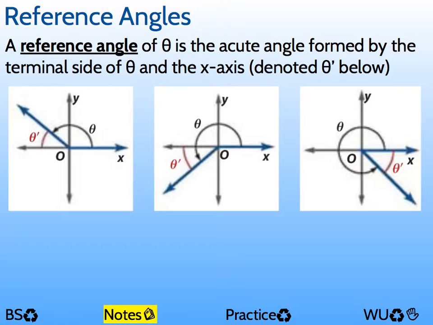So you see in quadrant 2 here, this is the reference angle. In quadrant 3, this is the reference angle because it's between the terminal side and the x-axis. And over in quadrant 4, this is the reference angle because here's the terminal side and here's the x-axis.